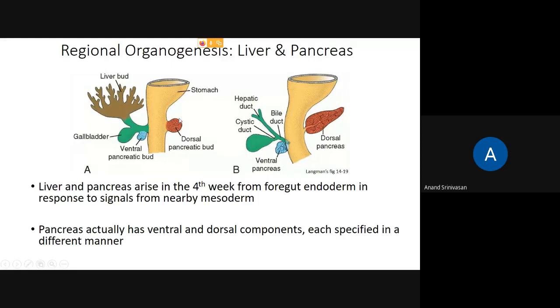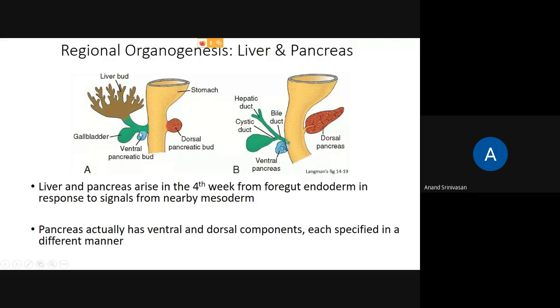There will be a part of the pancreas which arises on the dorsal or posterior side, which is called the dorsal pancreatic bud. There will be another bud which arises on the ventral aspect, and that is called the ventral pancreatic bud.